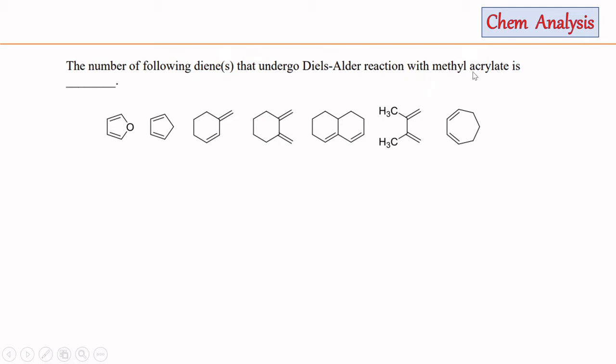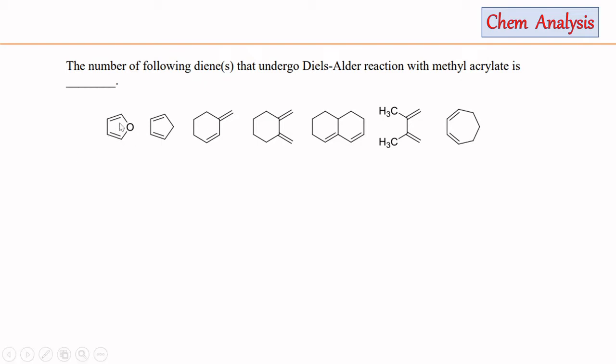This is the dienophile. Now we know from the Diels-Alder reaction that there is one diene and it reacts with a dienophile, and the diene reacting must be in cis orientation. That means among the given options, those dienes which are in cis orientation will take part in the Diels-Alder reaction.